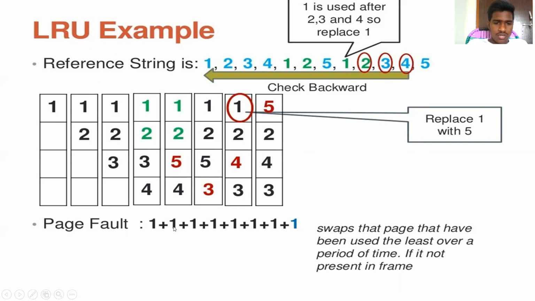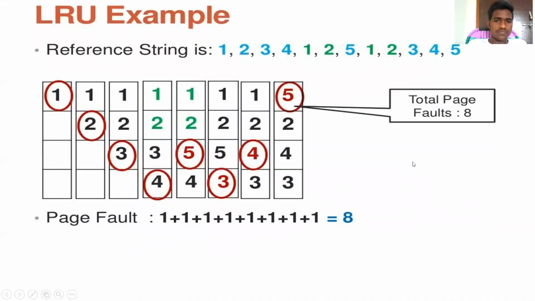There are 1, 2, 3, 4, 5, 6, 7, 8: 8 page faults occurred in this, and 1, 2, 3, 4: 4 hit bits occurred in this least recently used example.